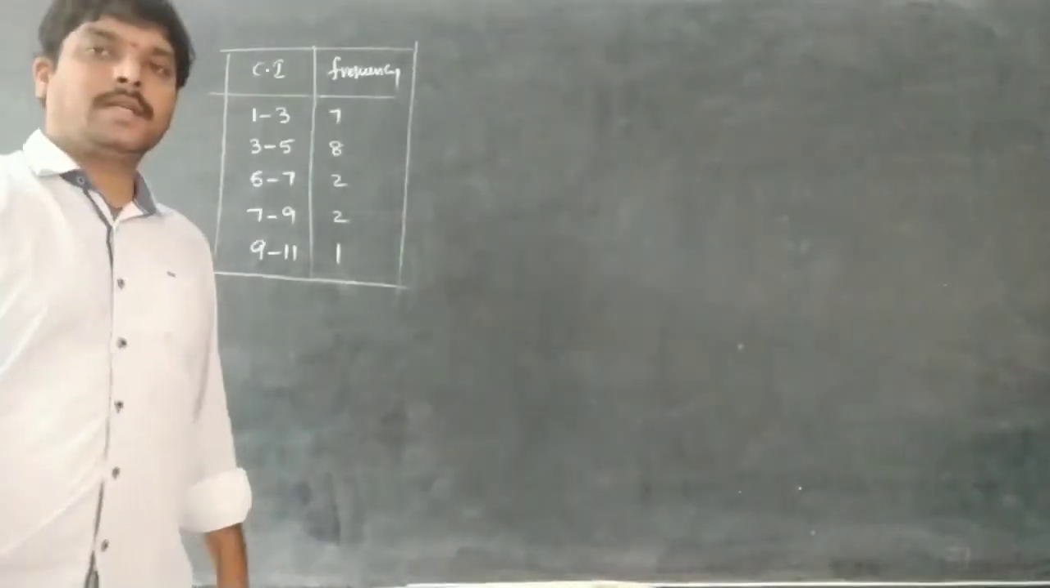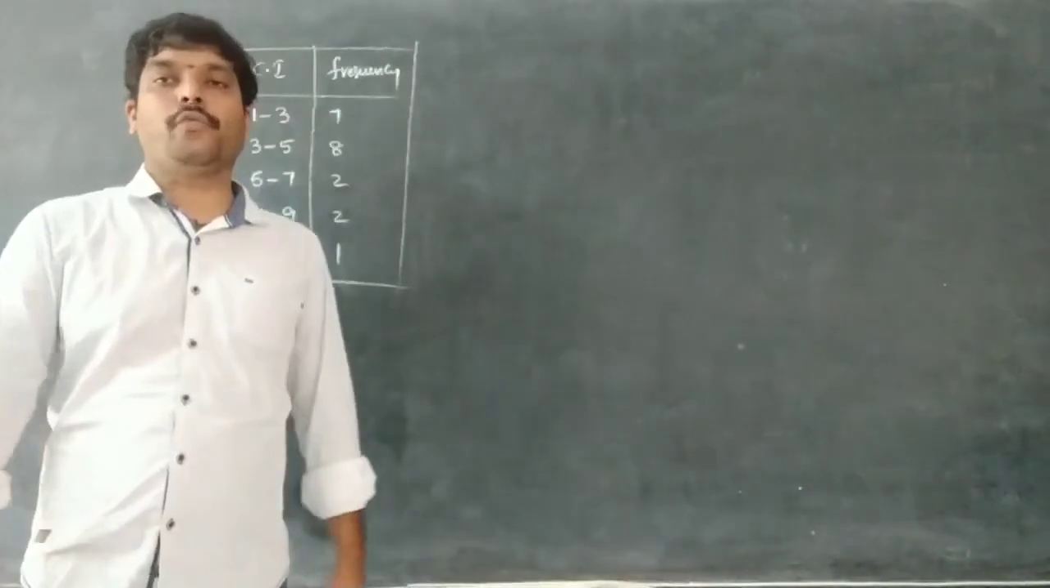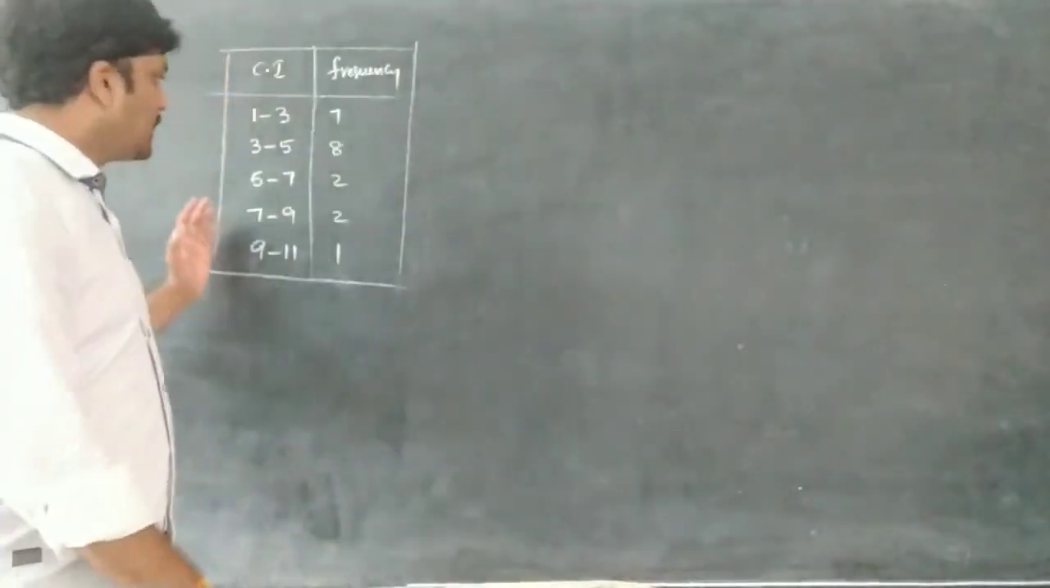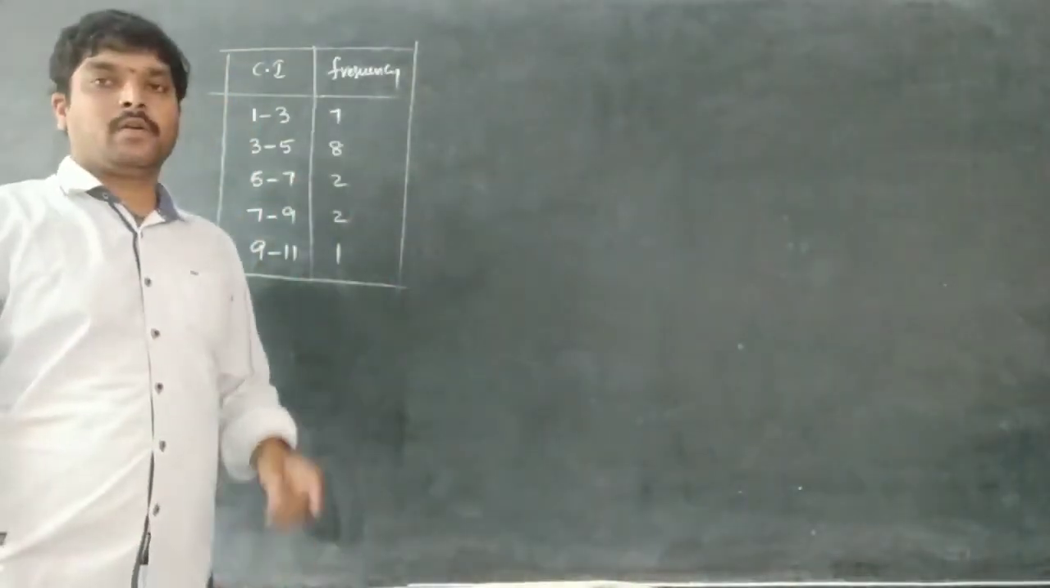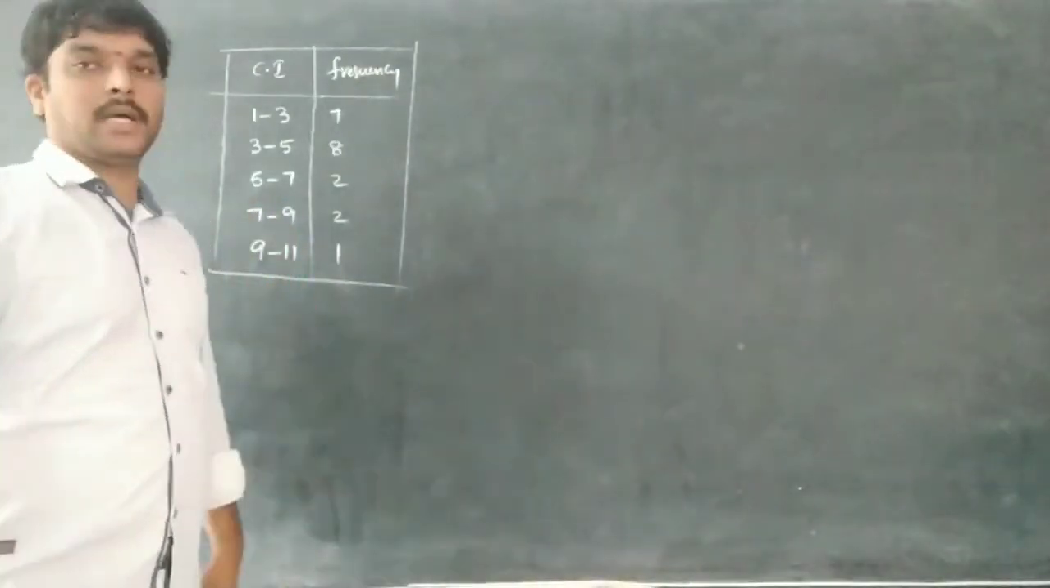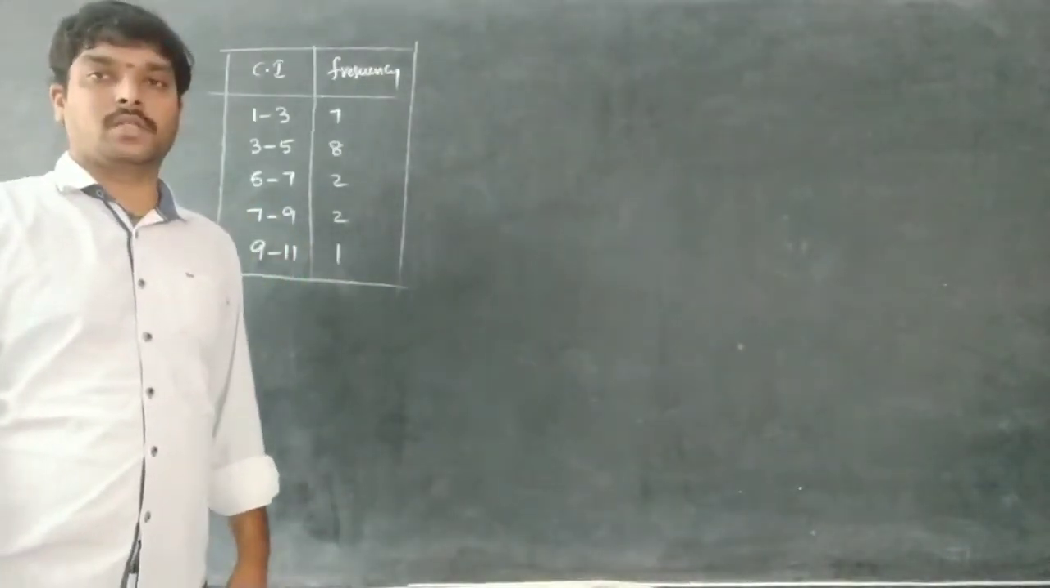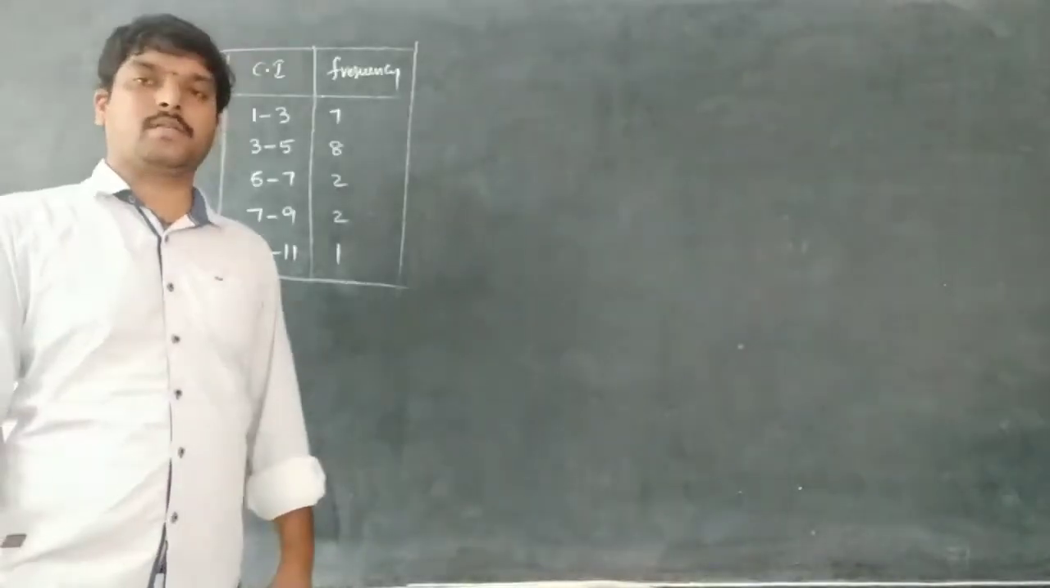Next, central tendency value, mode. How to find mode? Here class intervals are given, and frequency is given. First we check whether the class intervals are inclusive or exclusive. How to check inclusive or exclusive?